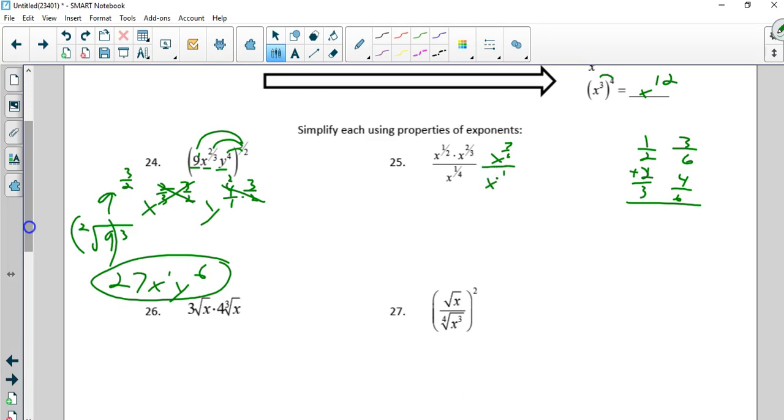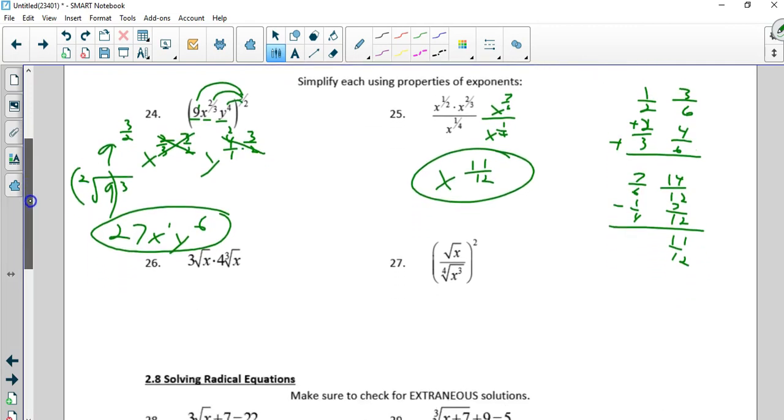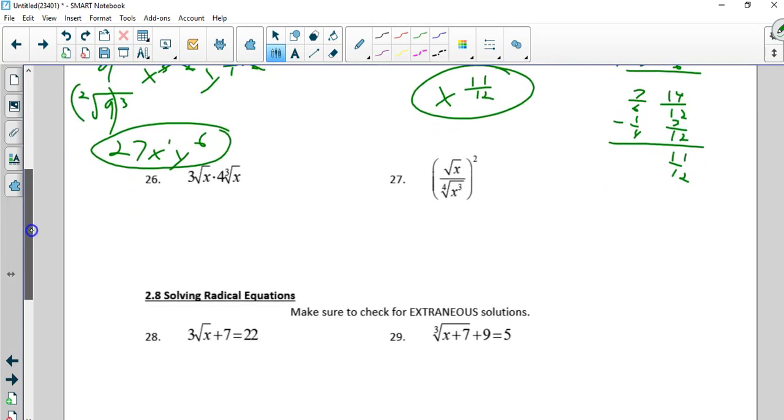Over x to the 1/4. Well, we need to subtract that. That's going to be 7/6 minus 1/4. Common denominator 12. 6 times 2, 7 times 2. 4 times 3, 1 times 3. That's 11/12. So 7/6 minus 1/4 is x to the 11/12. On top, we keep the base and add the exponents. For divide, we subtract the exponents.